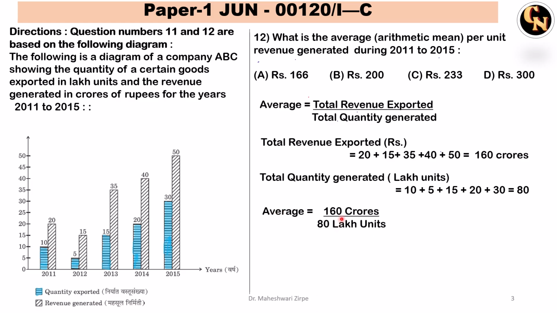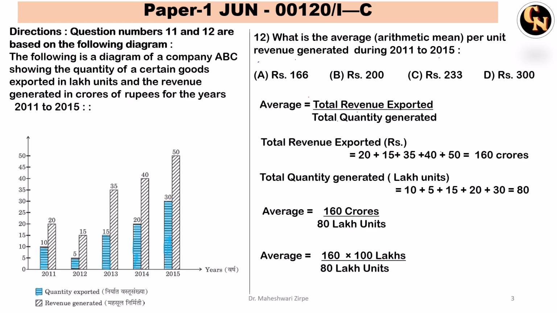Now average is nothing but total revenue exported divided by total quantity generated. So it will be 160 crore divided by 80 lakhs. If you try to find out, let us see, crores you can convert into lakhs. So it will be 100 lakhs. And as you know, lakh has 5 zeros, so they will cut out.